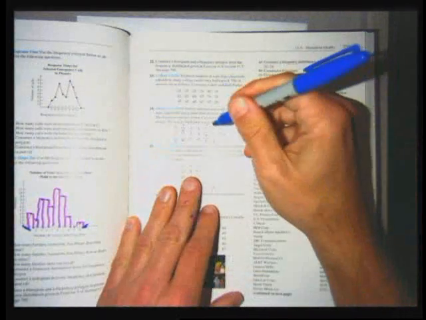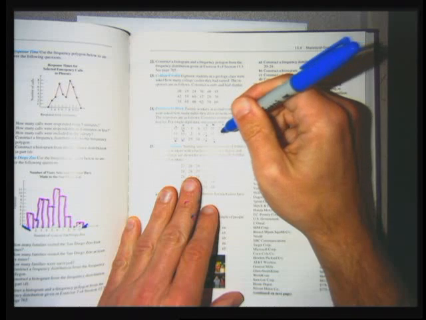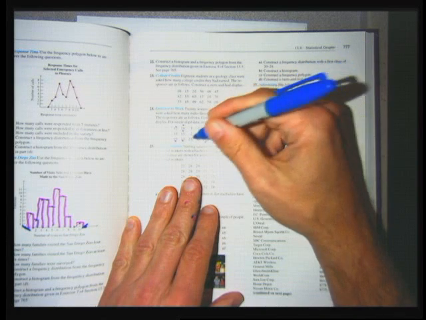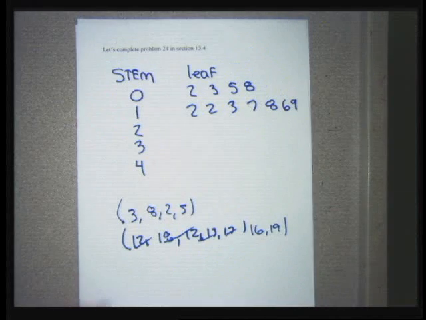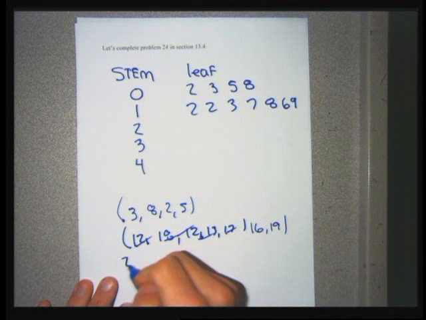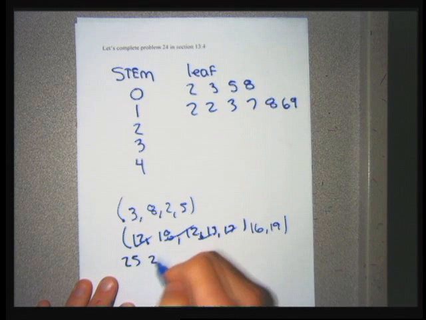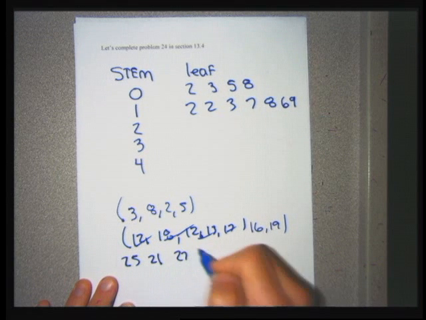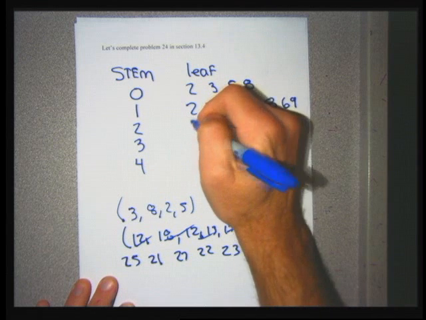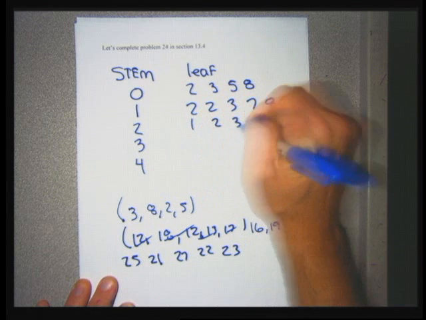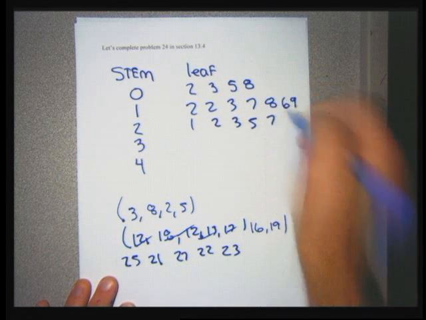Getting back to my 2s, hopefully I get them all. I see 25, 21, 22, 27, 23. I think that's all the 2s. Let me write these down. So I see 25, 21, 27, 22, 23. Next to the 2, I'm going to write 1, 2, 3, 5, and 7.